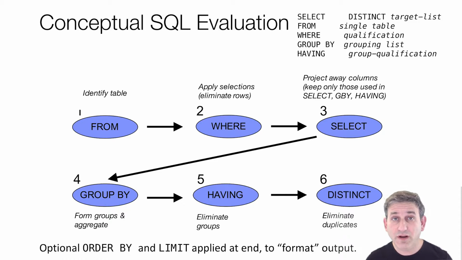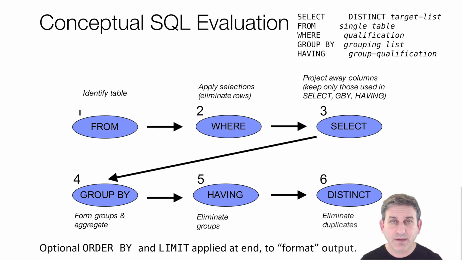Then we look at the where clause, which applies selections. It tells us which rows to keep, those that satisfy the predicates, and which rows to eliminate, those that do not satisfy the predicates. Then we look at that first select clause, which tells us which columns we're going to keep and which columns we're going to project away. So we keep the columns that are referenced in the select clause, plus any other columns that are referenced elsewhere in the query.